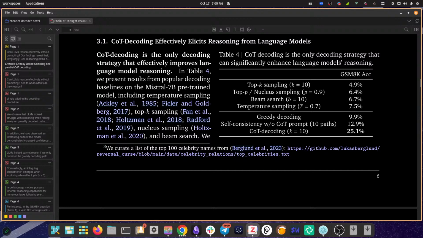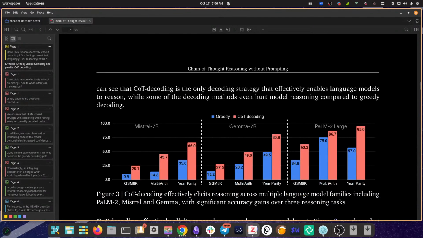We present popular decoding baselines on Mistral 7B, including temperature sampling, top K sampling, nucleus, and beam. So we have kind of the baseline. We take the model, we give it a K of 10, a P of 0.9, a beam of 10, a temp of 0.7, and we're just going to greedy decode all of them. And then we have a pretty significant increase on GSM 8K at least, which is kind of cool. And some of the decoding methods even hurt model reasoning, as far as I'm seeing.